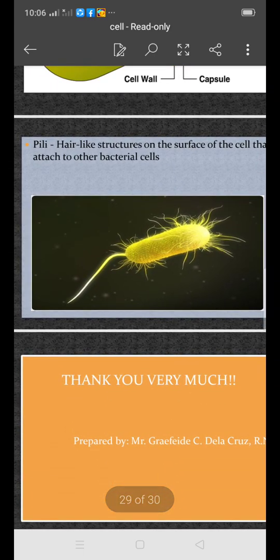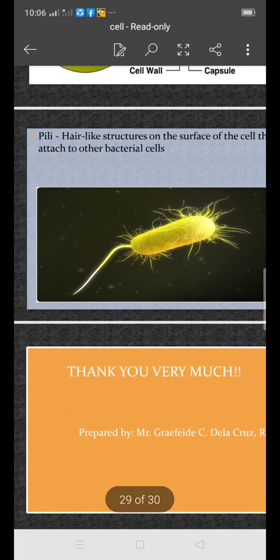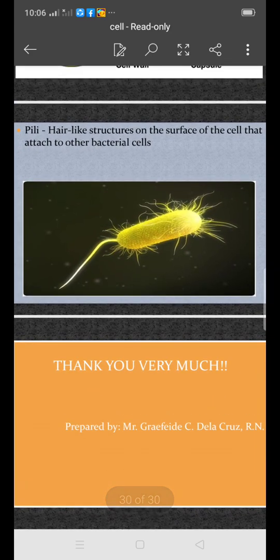And we have lastly pili. Pili are hair-like structures on the surface of the cell that attach to other bacterial cells. So this is the image of pili.